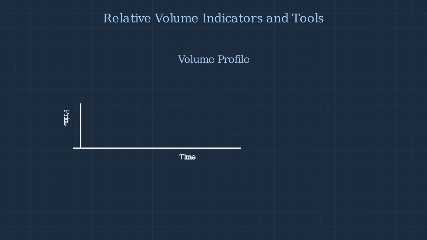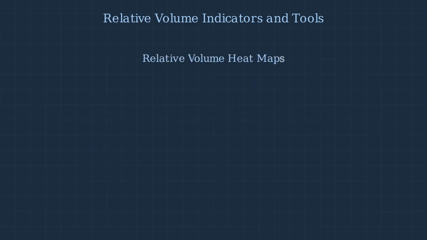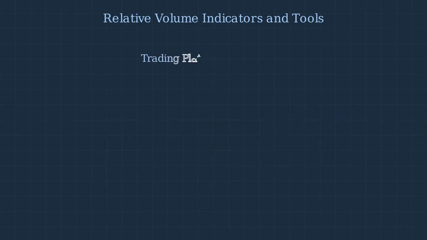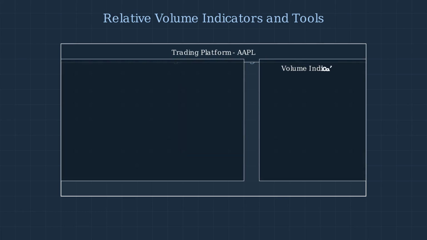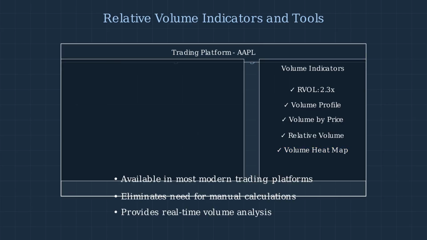Volume profile reveals where most trading activity occurred over time, creating a three-dimensional view of price and volume. The point of control shows the price level with the highest trading volume. Heat maps display relative volume across multiple securities and time periods. This visualization makes it easy to spot unusual trading activity across an entire market or sector. Most modern trading platforms offer these relative volume tools, allowing traders to quickly identify unusual volume patterns without manual calculations. These integrated tools provide real-time analysis for informed trading decisions.